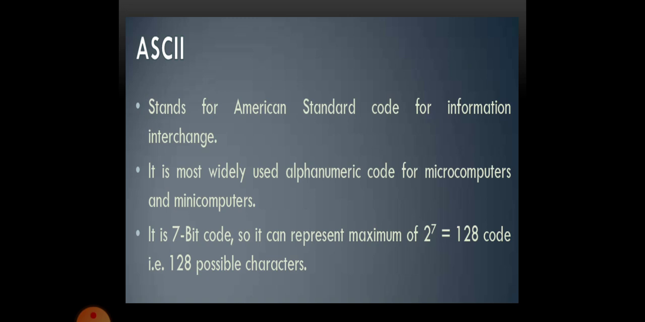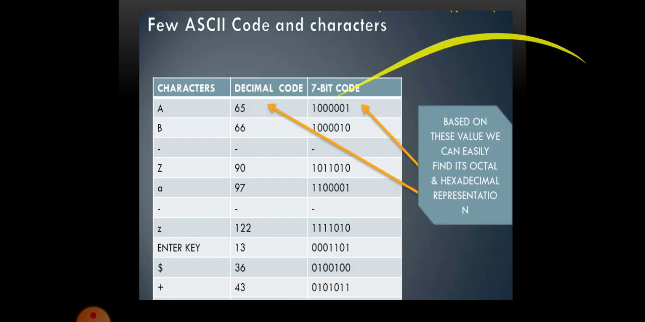It is a 7-bit code, so it can represent a maximum of 128 codes. That is, 128 possible characters can be encoded using ASCII. That is why we have 128 keys in our keyboard. So each key can be converted into its own ASCII code.